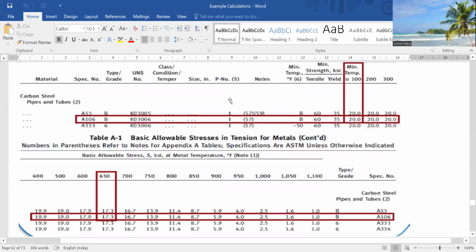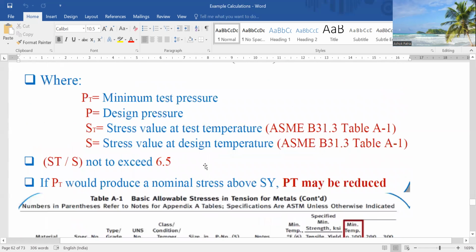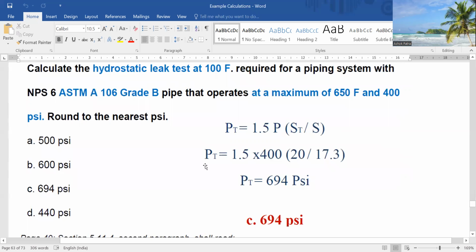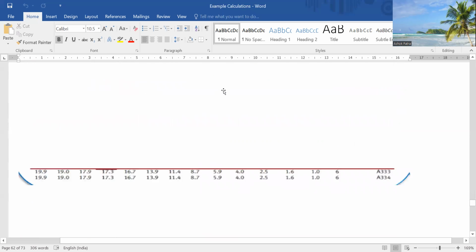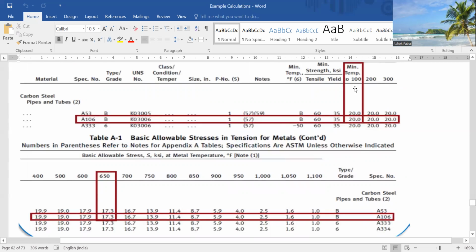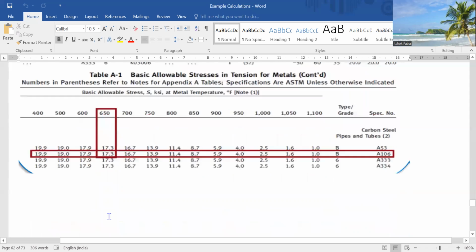So 106, there is design temperature maybe 650. ASTM 106 grade B, maximum 650 and 400 psi. And hydrostatic leak test at 100 Fahrenheit. So, is to find out at 100, 20,000, and here 17,300.